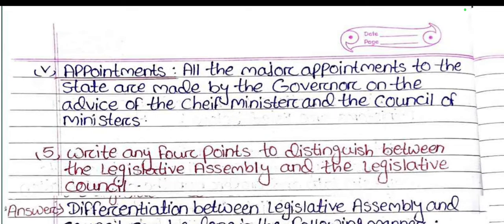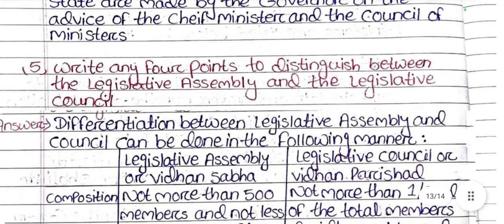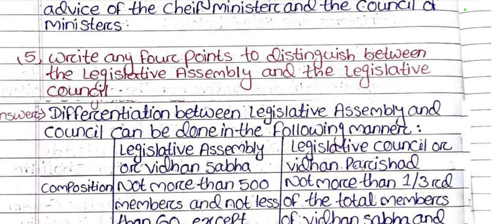The next question, appointments. All the major appointments in the state are made by the governor on the advice of the chief minister and the council of ministers. Then this question number 5 is directly referred by question number 2.